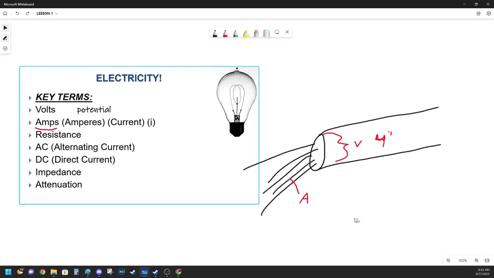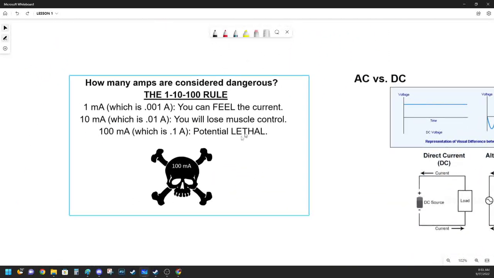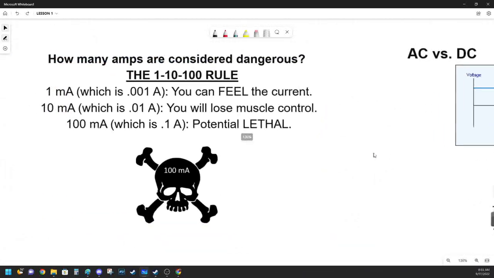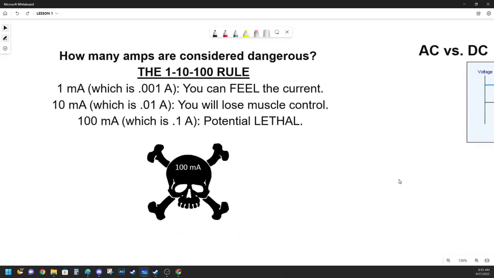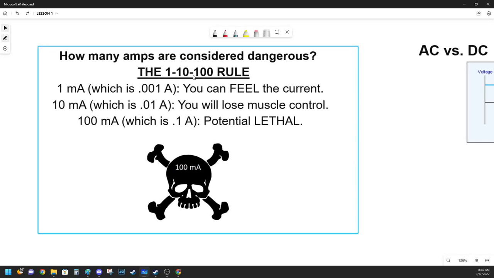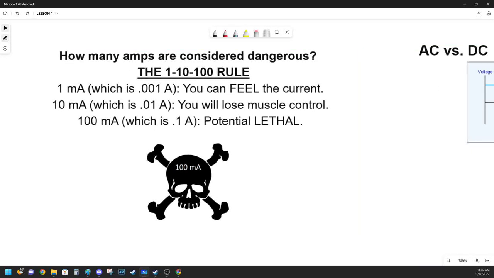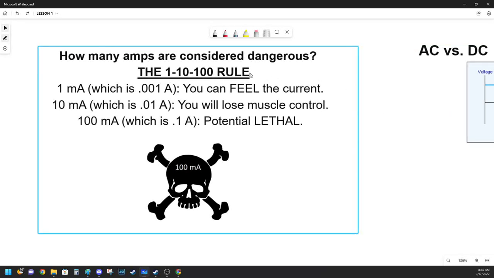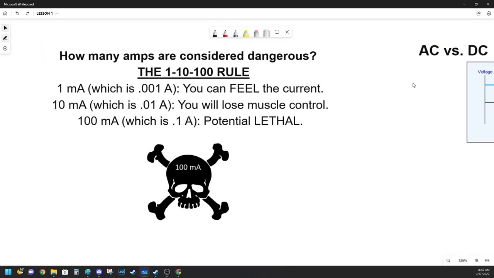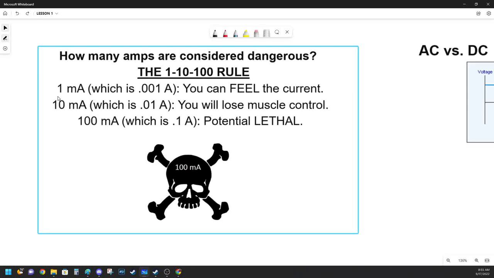But with volts and amps, there's actually some standardized facts about this. So these are classic test questions. They've been on CompTIA exams in electrical safety forever, right? How many amps are considered dangerous? So this is the CompTIA 1-10-100 rule. And really, this is pretty accurate for life in general, not just CompTIA. So 1 milliamp is when you can actually feel current.